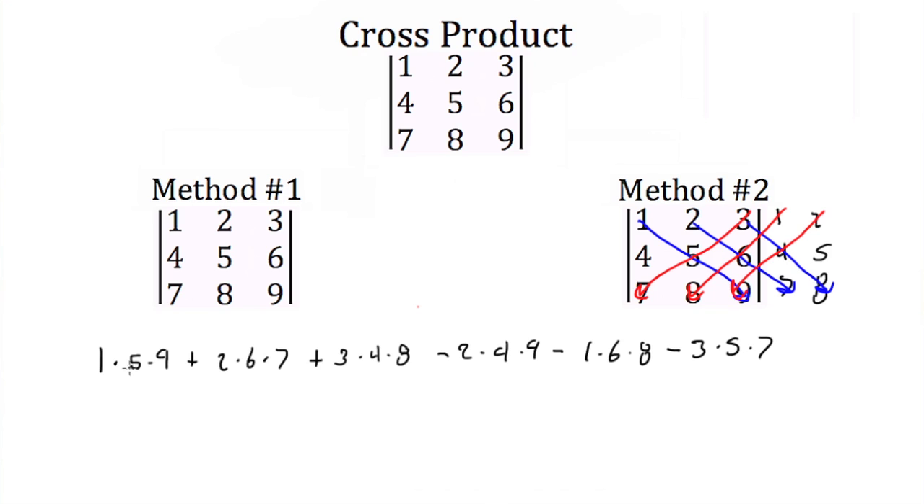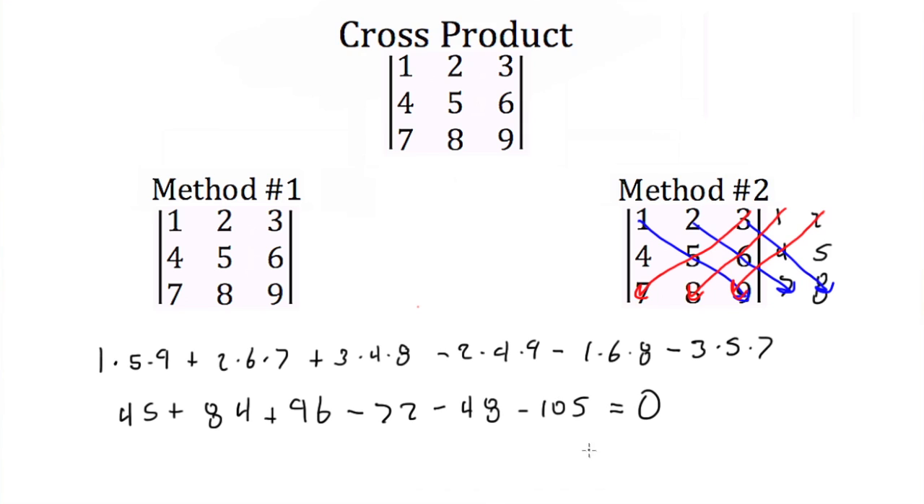1 times 5 times 9 is 45. We're adding that to 2 times 6 times 7, which is 84. Adding that to 3 times 4 times 8, which is 96. And then we're subtracting 2 times 4 times 9, which is 72. Subtracting 1 times 6 times 8, which is 48. And subtracting 3 times 5 times 7, which is 105. Once again, this is equal to 0.